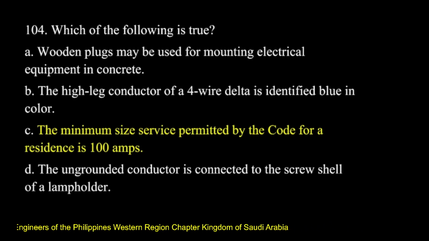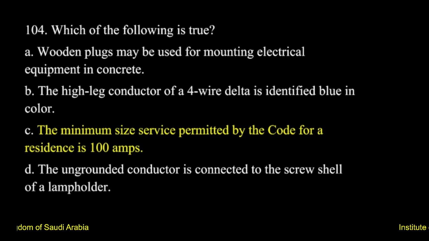Which of the following is true? A. Wooden plugs may be used for mounting electrical equipment in concrete. B. The high leg conductor of a 4-wire delta is identified blue in color. C. The minimum size service permitted by the code for a residence is 100 amps. D. The ungrounded conductor is connected to the screw shell of a lamp holder.